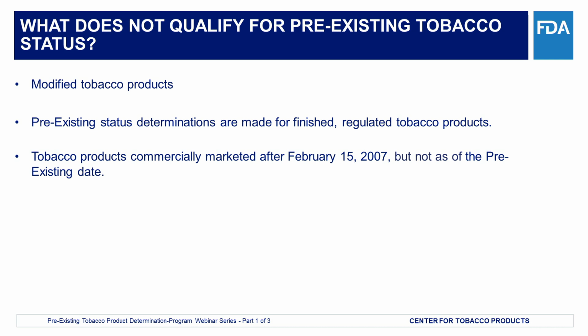Finished tobacco products are tobacco products that are sealed in final packaging and intended for consumer use. Examples include a cigarette pack, smokeless can, and a 5-pack of cigars sealed in final packaging for sale to consumers. FDA does not intend to review pre-existing submissions for regulated tobacco products that are sold or distributed solely for further manufacturing into finished tobacco products.